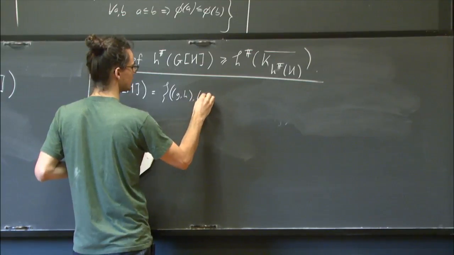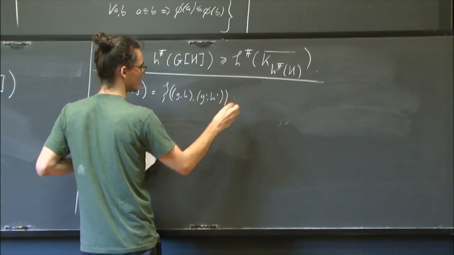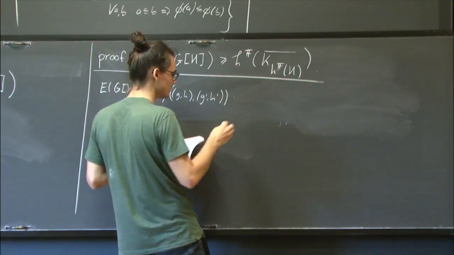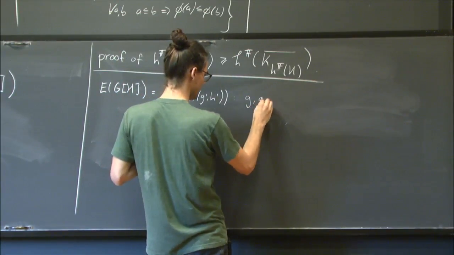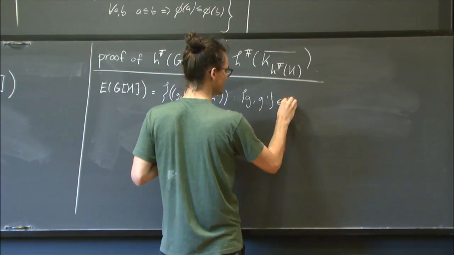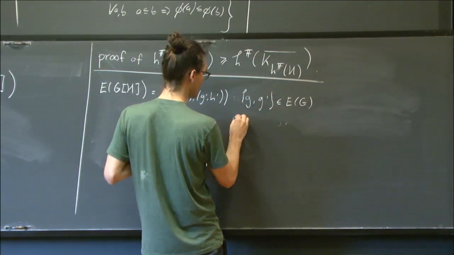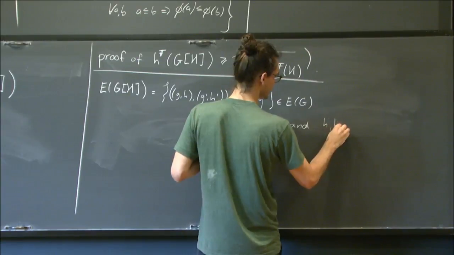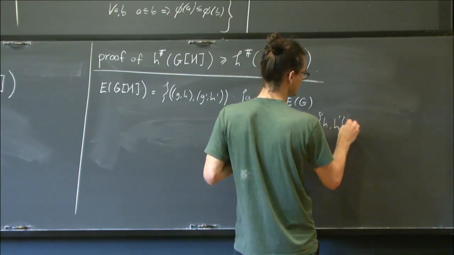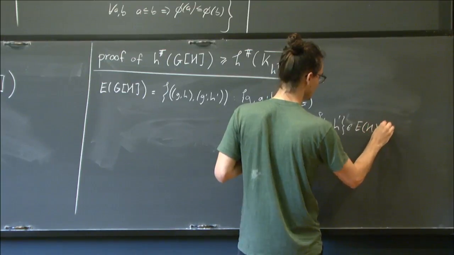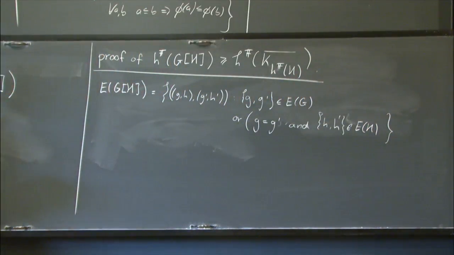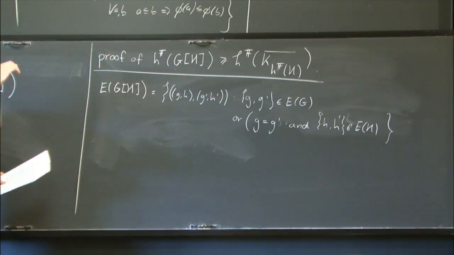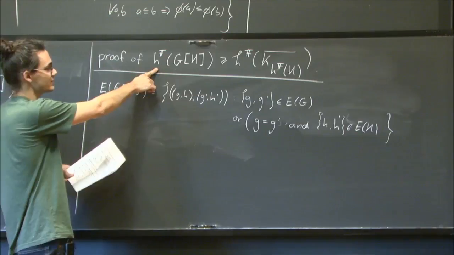of course, such that either g, g prime are an edge in G, or g equals g prime and h, h prime are an edge in H. Okay, that's the definition. You see this block, recursive structure: you just put copies of H in the blocks.